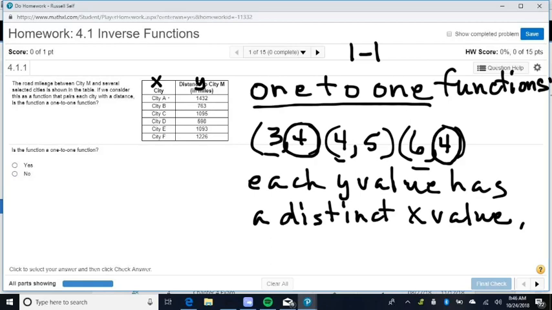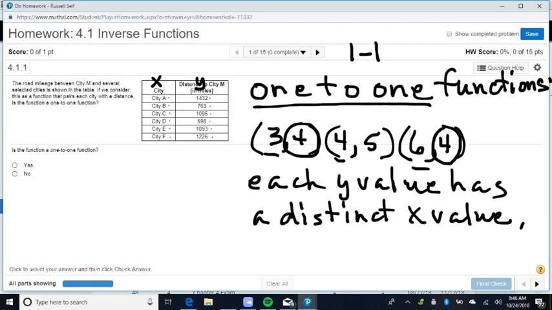So if you look at here, A, B, C, D, E, F, we're good there, right? They're all different cities. Now let's look at the distances. 1432, 763, 1095, 598, 1093, 1226. They're all different as well, right? So it doesn't matter which direction you're going, all of the values are different, right? So that indicates that we have a one-to-one function.